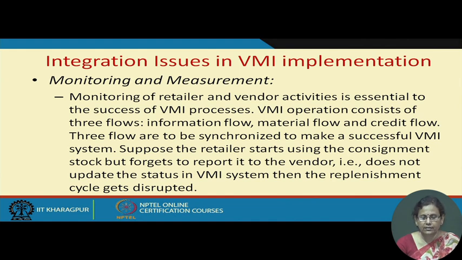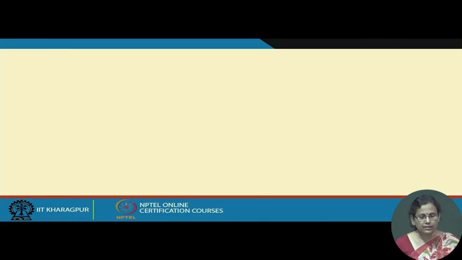Suppose the retailer starts using the consignment stock but forgets to report it to the vendor, which means he does not update the status in the VMI system. Then the replenishment cycle gets disrupted, because the other party will not be aware of the status, so the next consignment stock cannot be sent at the right time. Therefore, monitoring and measurement is also very important. With this we stop, and we continue with the next lecture subsequently.